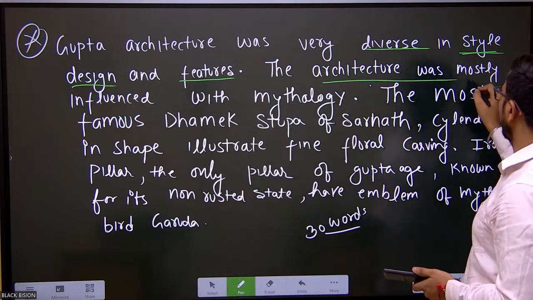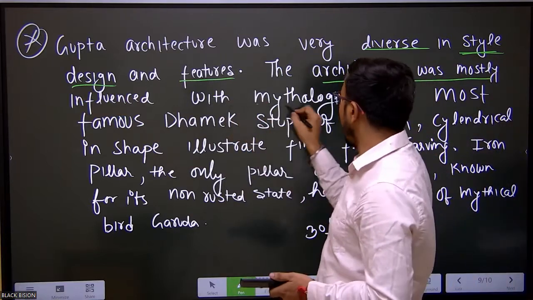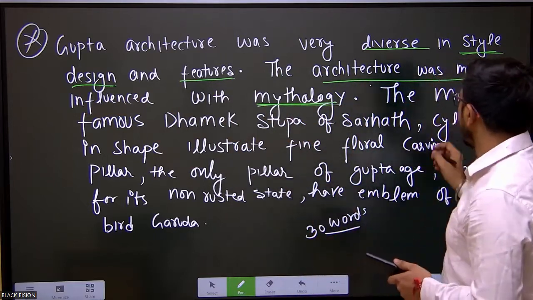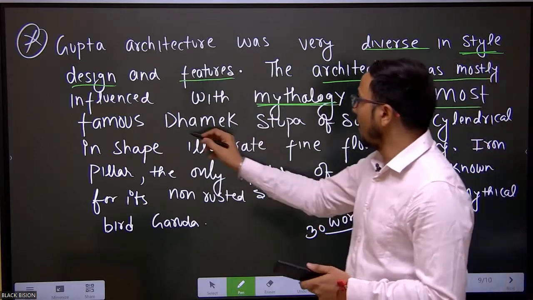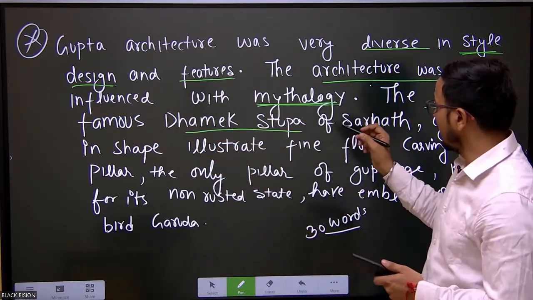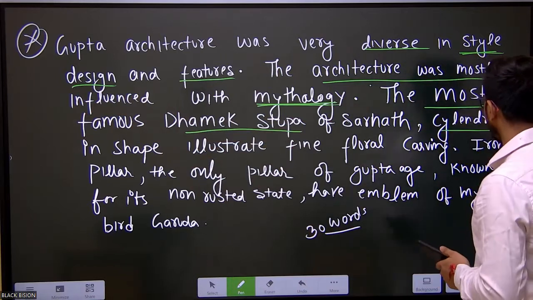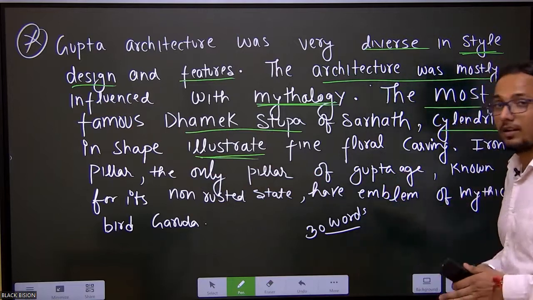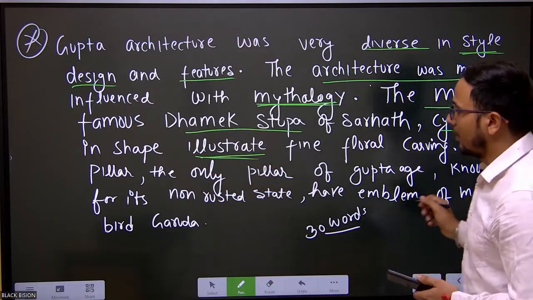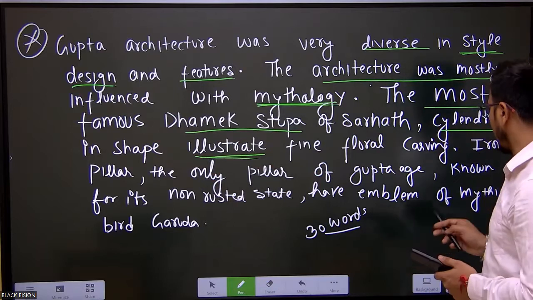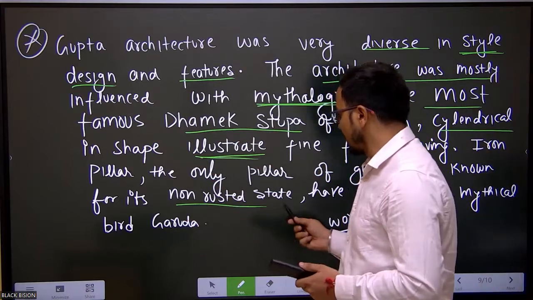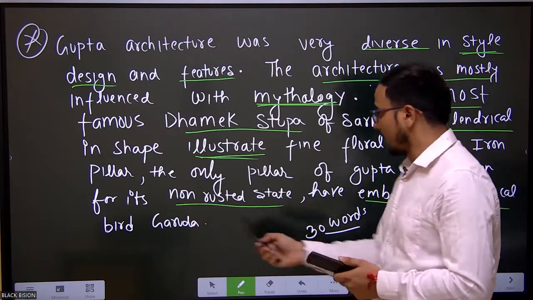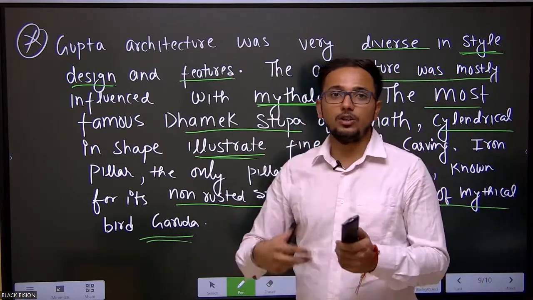The architecture was mostly influenced by mythology from Hinduism as well as Buddhism. The most famous Dhamekh Stupa of Sarnath is cylindrical in shape and illustrates fine floral carving. The iron pillar, the only pillar of the Gupta, is known for its non-rusted state and has the emblem of the mythical bird Garuda, which represents Hinduism.